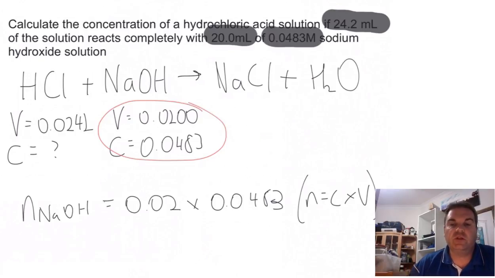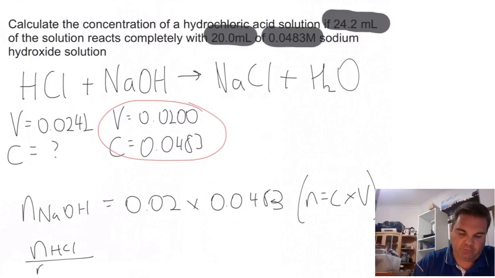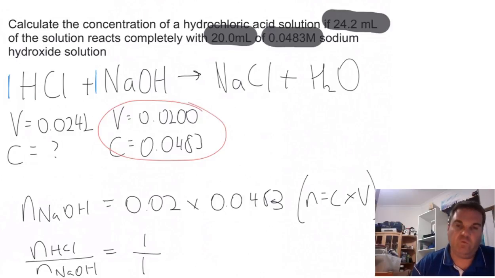Okay, so next step is calculating our mole ratio. We use our unknown, which is hydrochloric acid, over number of moles of sodium hydroxide, which is our known. Looking up here at the equation, in front of the hydrochloric acid we have a 1. All right, so it's 1 over, and then up here in front of the sodium hydroxide we also have a 1. So it's 1/1 as well. It's a nice reaction equation.